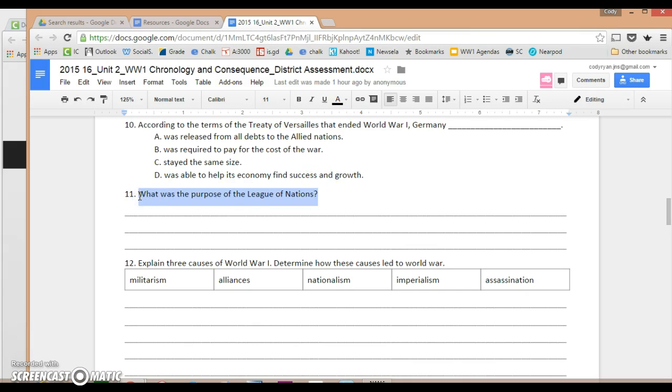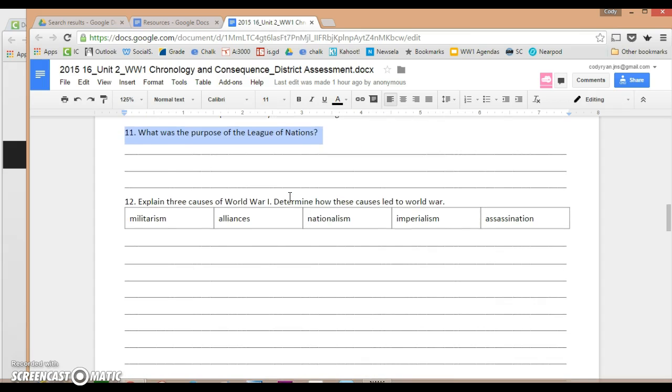Number 11 says, what was the purpose of the League of Nations? The League of Nations had a couple of main goals, the reasons it was created. What's one of them?